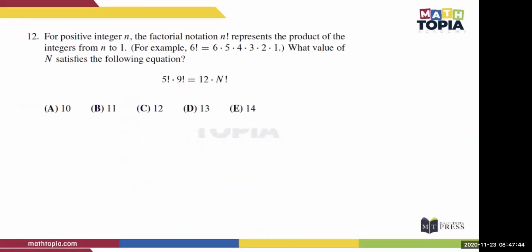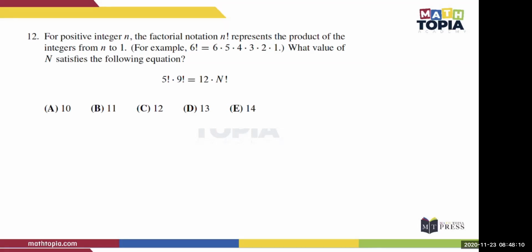Now, let's take a look at problem 12, a factorial problem. For positive integer n, factorial notation n factorial represents the product of integers from n to 1. So as you can see, 6 factorial here. What value of n satisfies the following equation? 5 factorial times 9 factorial equals 12 times n factorial.